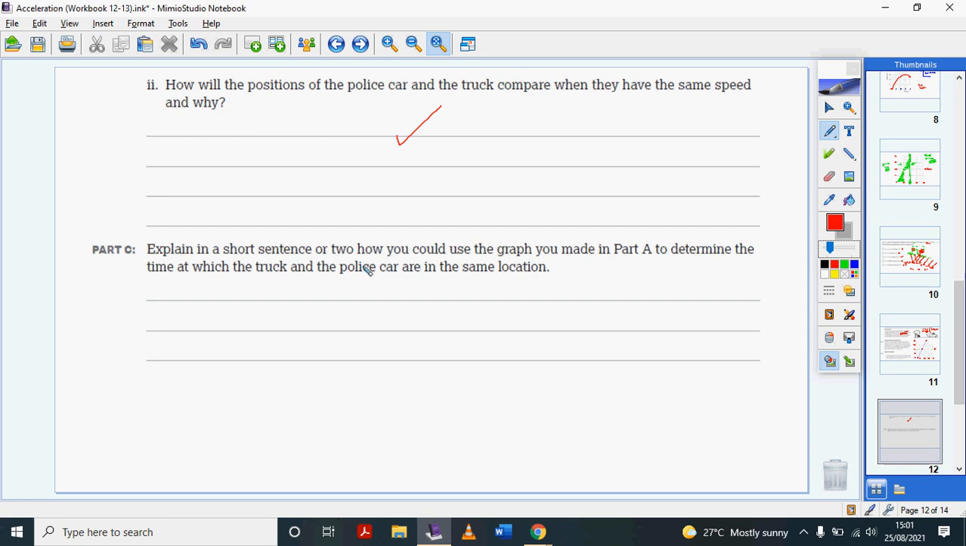So this is the part where we kind of got stuck. How would you use the graph to determine the time at which the truck and police are in the same location? So we know that when they're in the same location, they have traveled the same distance, and that distance is got by just determining the area under the graph. The problem we had was figuring out how to calculate that area, which the question didn't ask for.